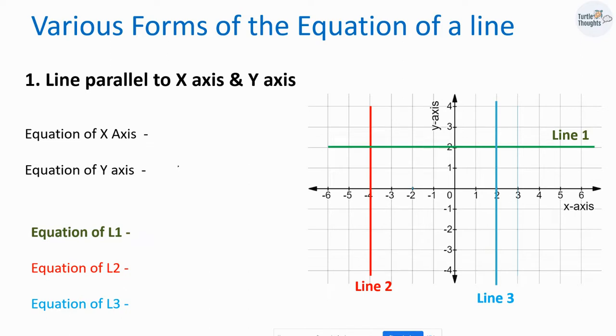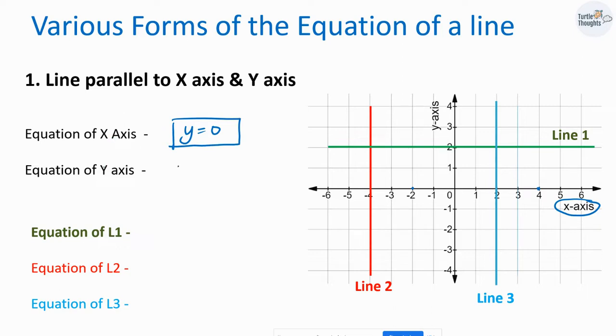Take a point over here. X value is -2, y value is 0. Take any point over here. X value is 4, y value is 0. So any point on the x-axis, y value is going to be equal to 0. So equation of x-axis can be written as y is equal to 0. This is the equation of x-axis.